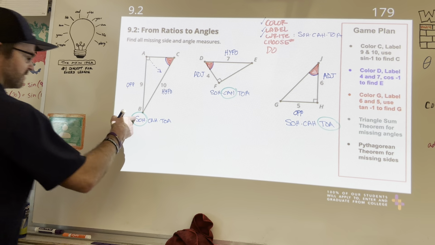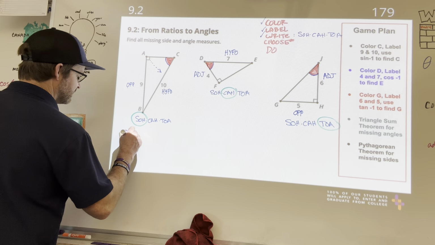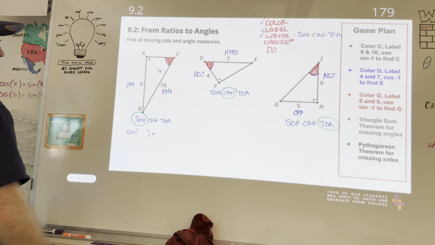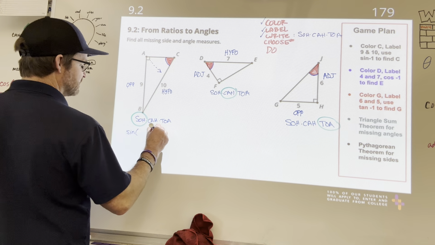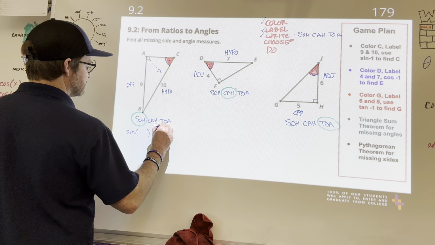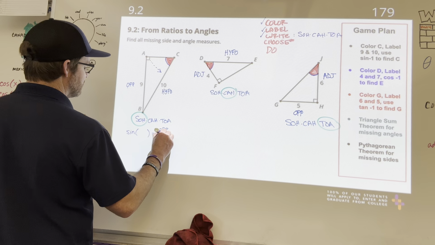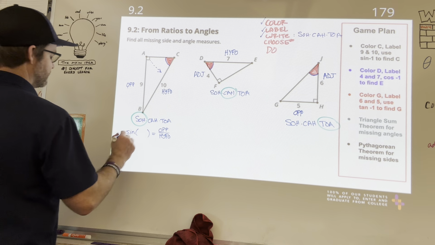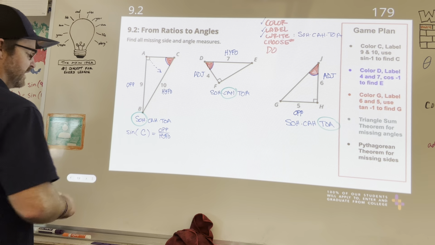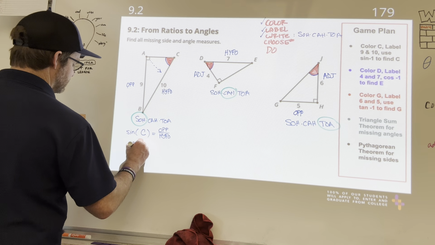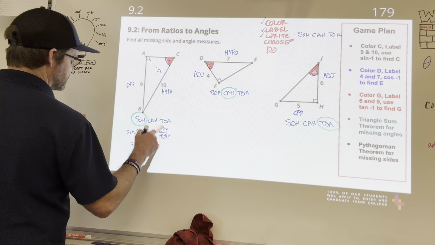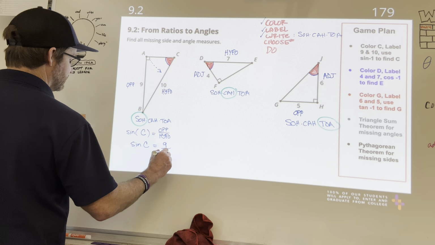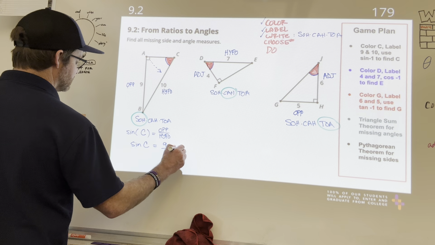What does the S stand for? Sin. Now we don't have the angle yet, so you just put the parentheses in there. What's the O stand for? Opposite. Hypo. Great job. Now what's the letter of the angle? C. Now you plug in. So you're gonna go sin C equals what's op? 9. What's hypo? 10. Cool. Which equals 0.9.